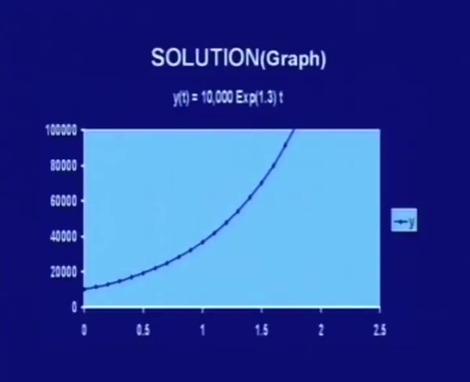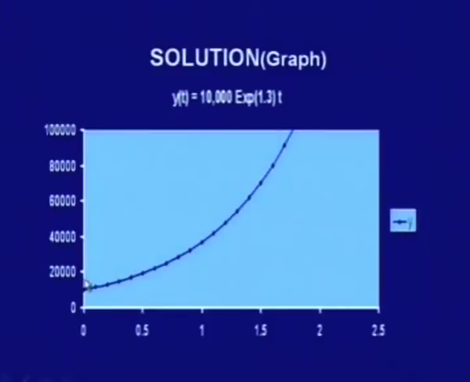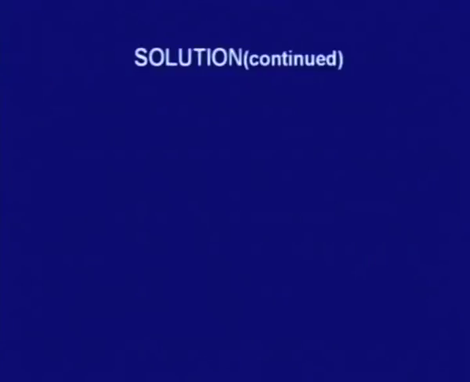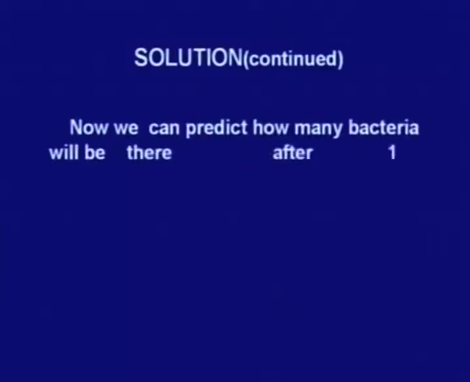We see that this is the graph of the function e to the power 1.3 t, and since initially we have started at the value 10,000, we see here in the graph that it starts at 10,000. So, this is the solution of this one. Now, we are ready to answer the question, that is, what will be the growth after 1 day, that is after 24 hours. That is, we will incorporate t is equal to 24 in our solution.